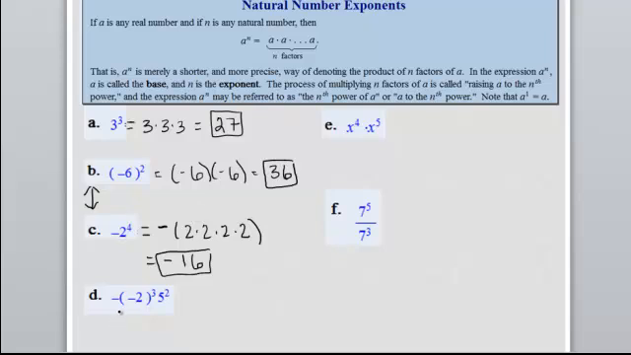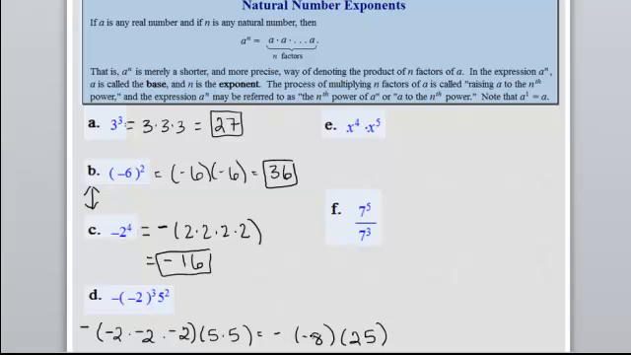Okay, how about D? Ooh, we have a negative sitting out front. We have a -2 all cubed, and then we have a 5 squared. So let's keep that little negative out front. Then we cube a -2. And then we square a 5. Keep the negative. -2 times -2 is 4. 4 times -2 is -8. 5 times 5 is 25.